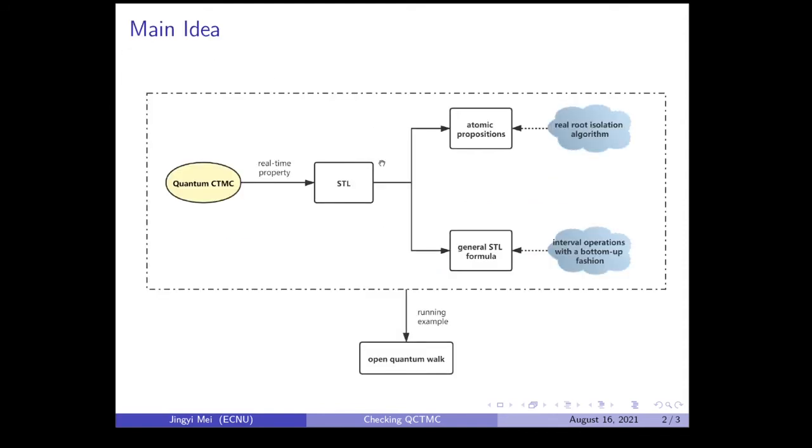Here is the structure of our main idea. As a real-time system, we specify the temporal properties on QCTMC by signal temporal logic, STL. To effectively check the atomic propositions in STL, we develop a state-of-the-art real-root isolation algorithm under Schanuel's conjecture. Further, we check the general STL formula by interval operations in a bottom-up fashion. Finally, we provide a running example of an open quantum walk to demonstrate our method.